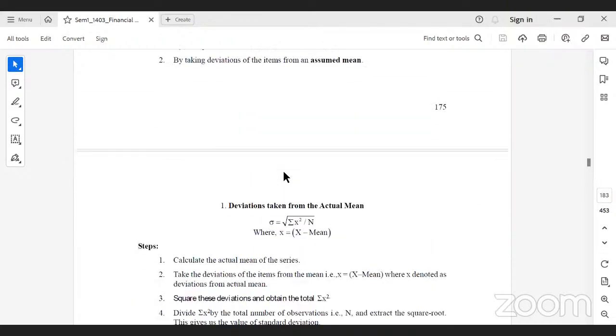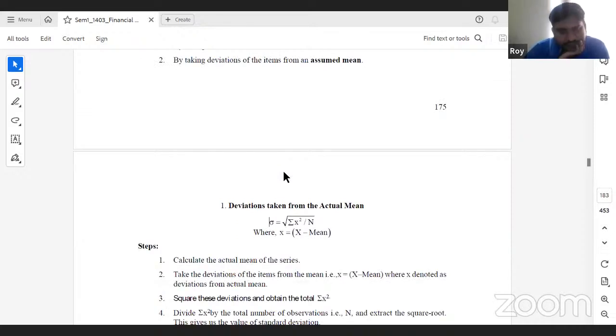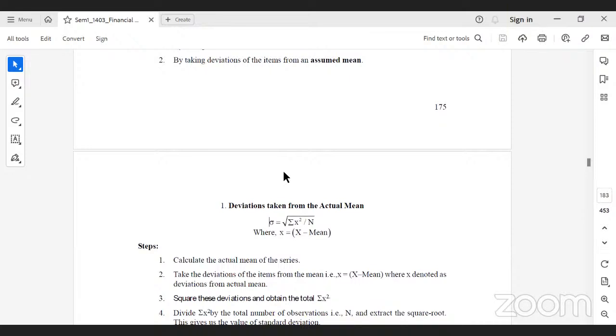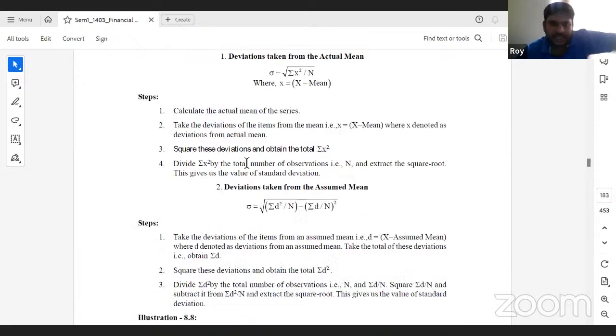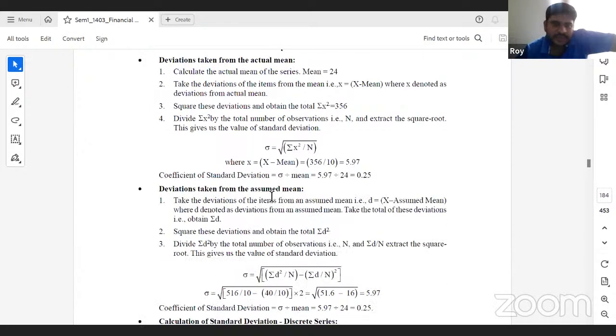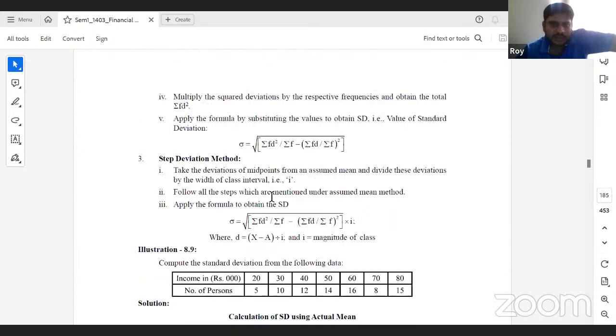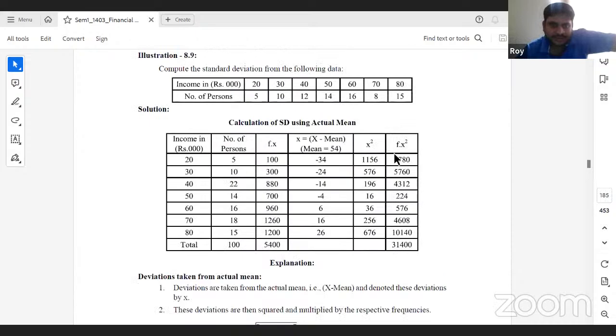Square root of the summation of x square divided by the number of terms. Very good. Square root of the summation of x square divided by n. Simply, you will get the standard deviation. And the advanced thing, you just go through it, you will understand that.